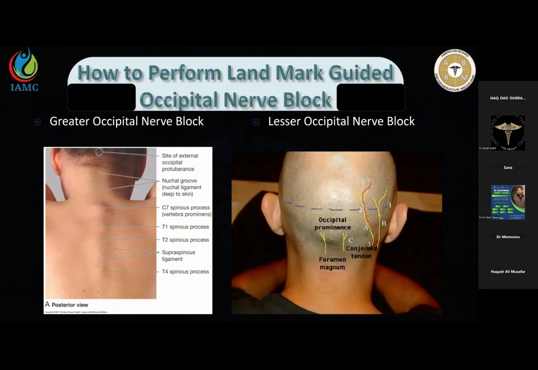So this is the injection site for the greater occipital nerve. I will discuss it one by one. First, we will discuss the greater occipital nerve block, and then there is a lesser occipital nerve block.